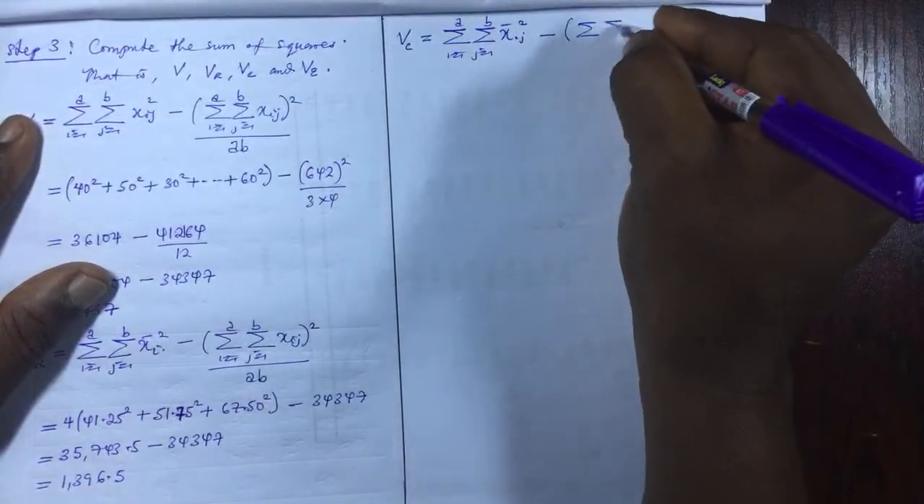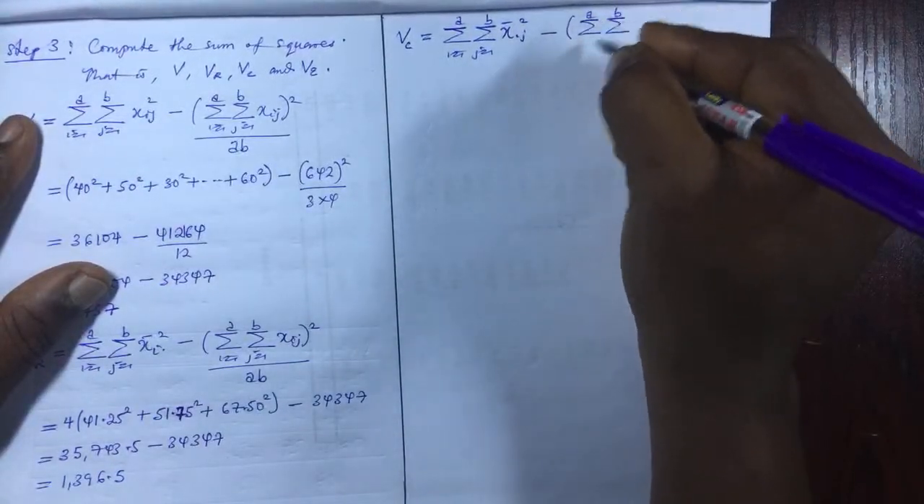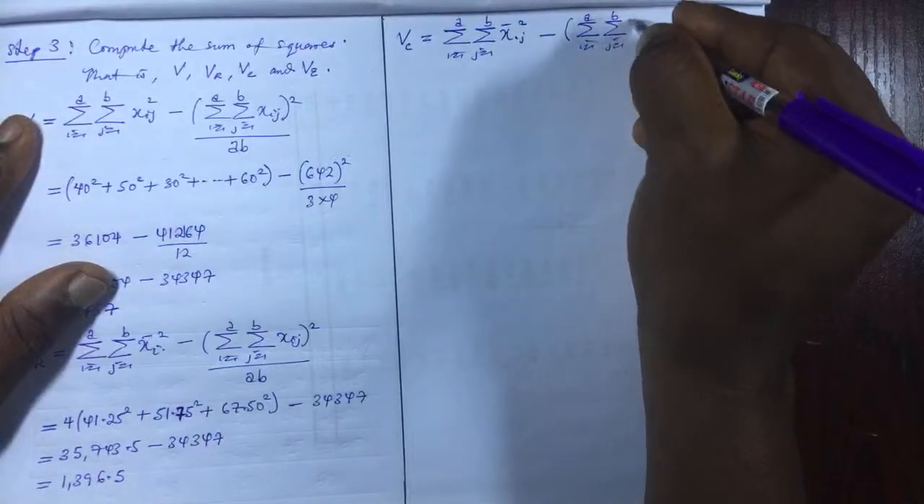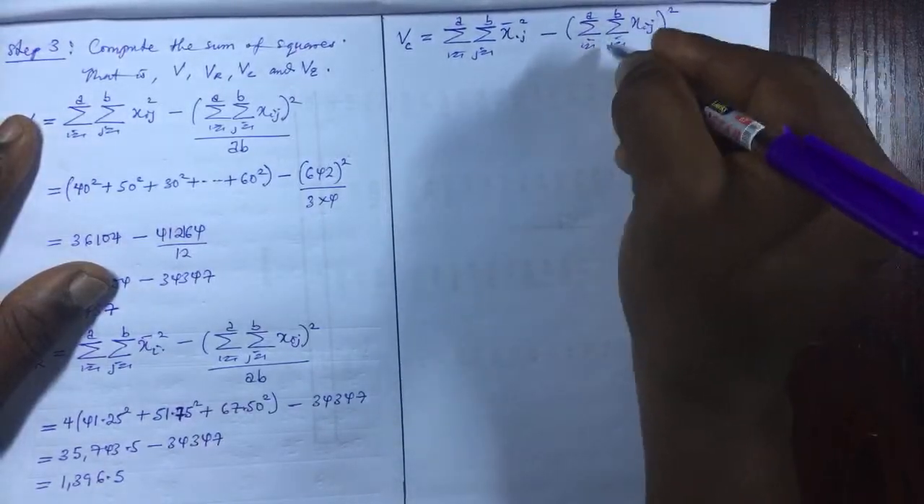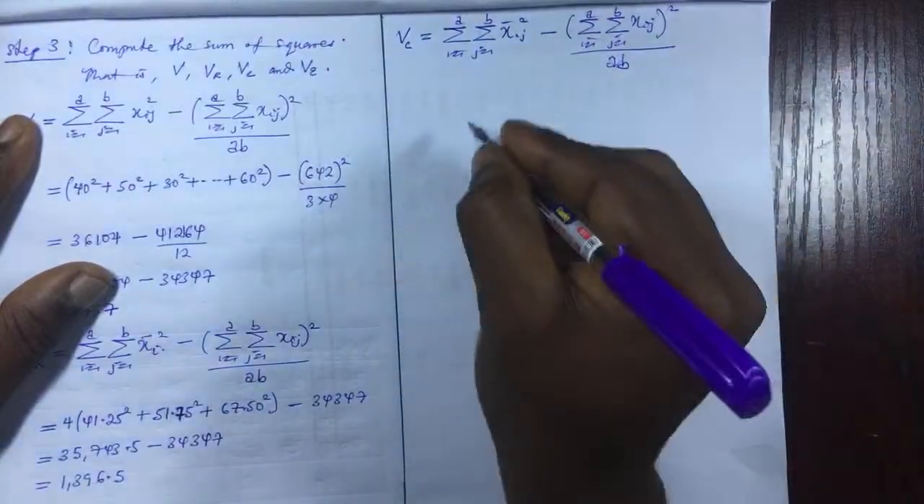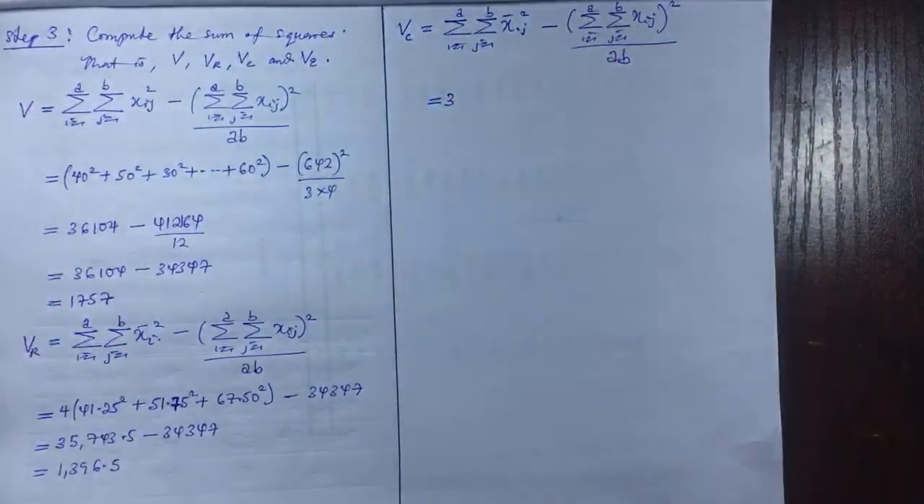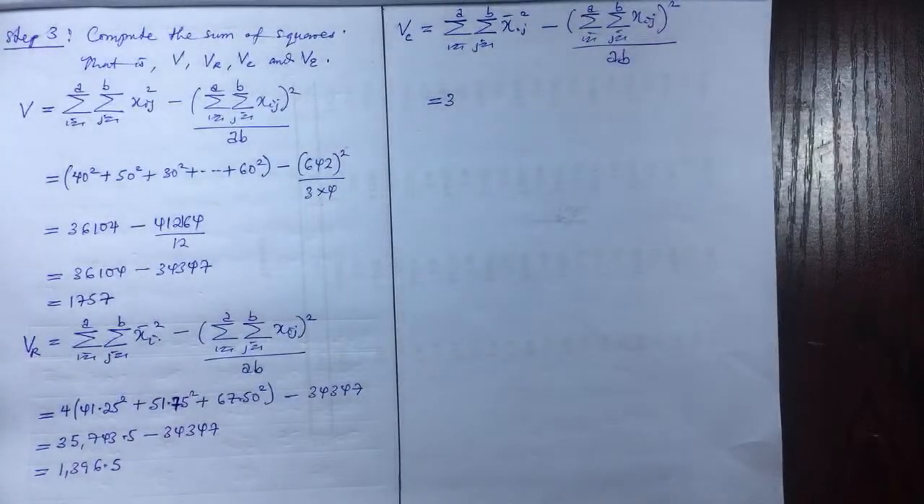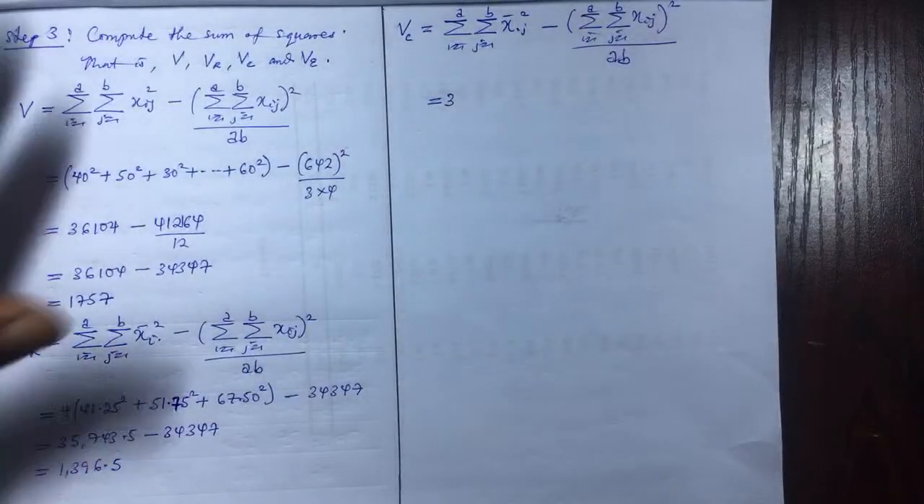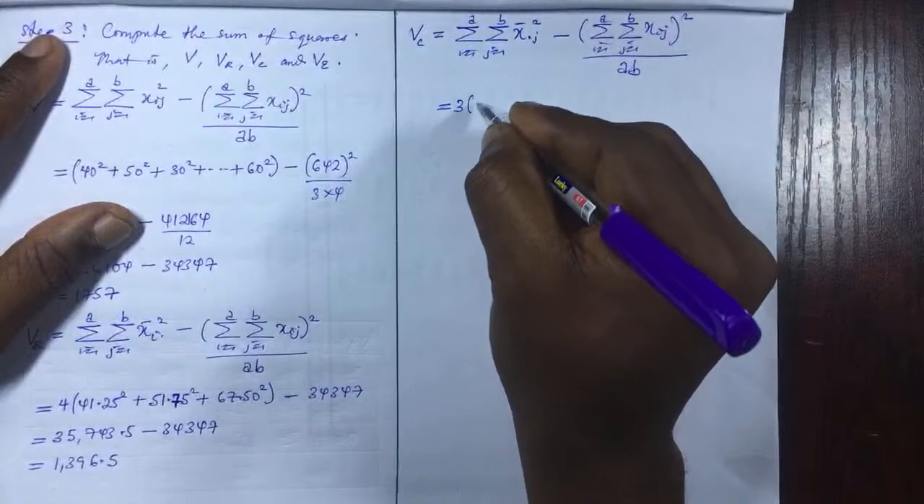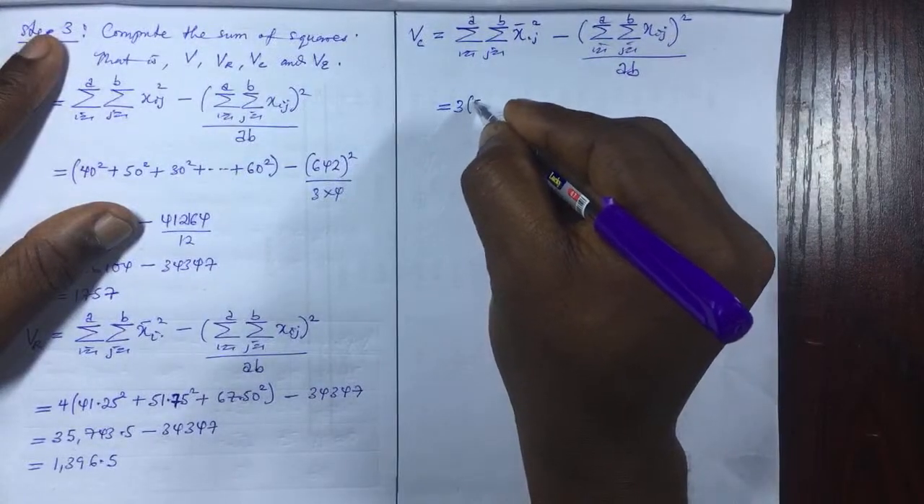So this is what I'm going to do: the sum over i equals 1 to A, j equals 1 to B of Xij, all squared, over AB. And this would mean 3. Now, in each block, there are 3 treatments. So I'm going to use 3 since it is balanced and multiply the mean of each block.